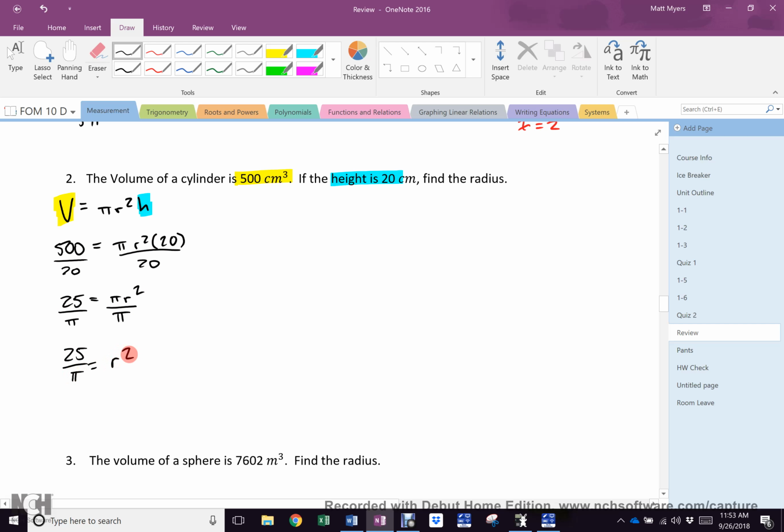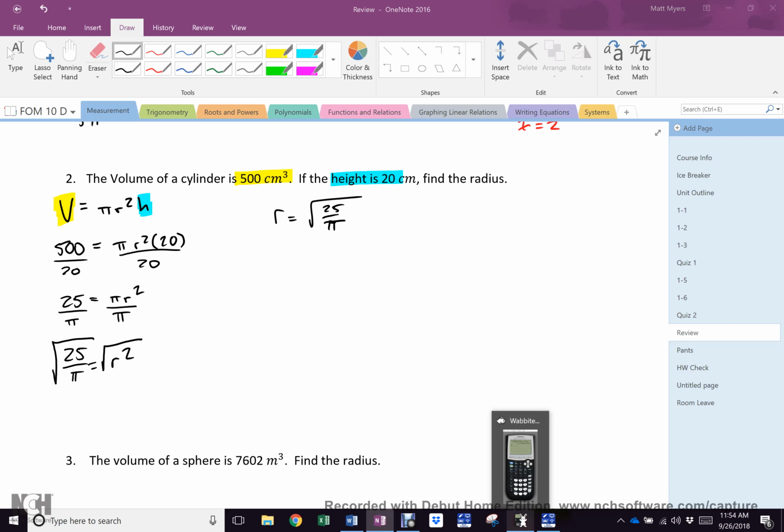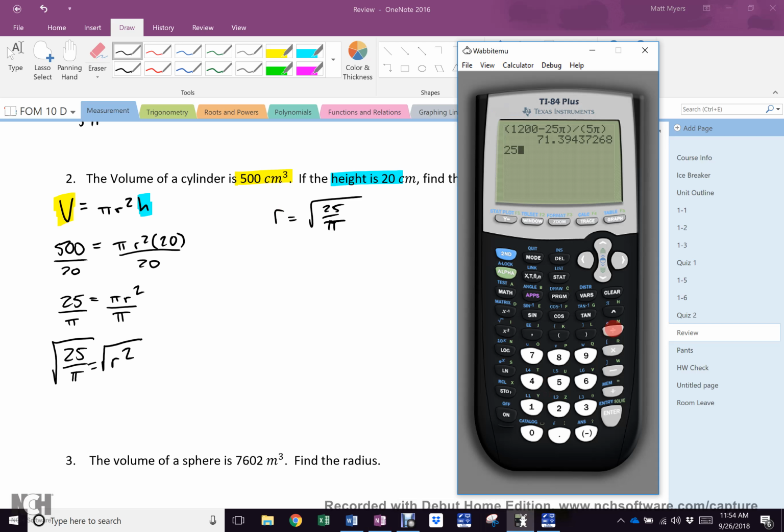How do I get rid of r squared? Same way I get rid of it in Pythagoras. I square root and I square root. So r equals the square root of 25 over pi. How do I do that on my calculator? The same way I would do everything on my calculator. I find 25 divided by pi and get an answer, and then I find the square root of that answer, which is 2.82.